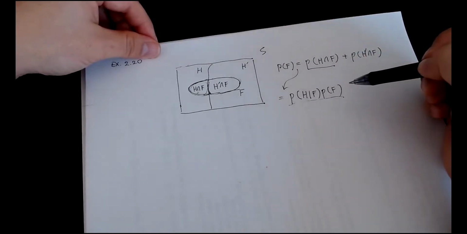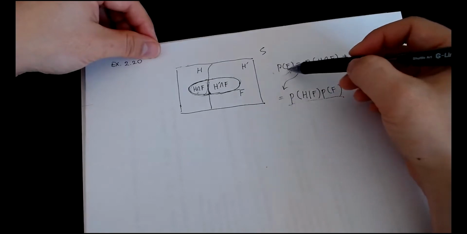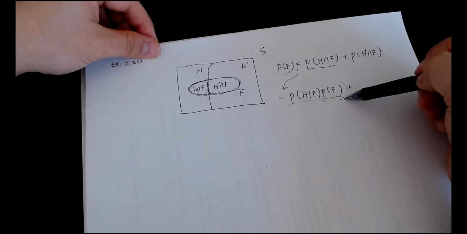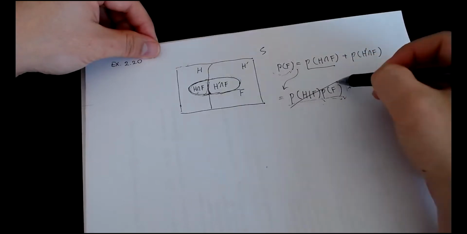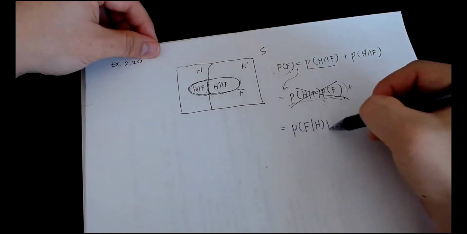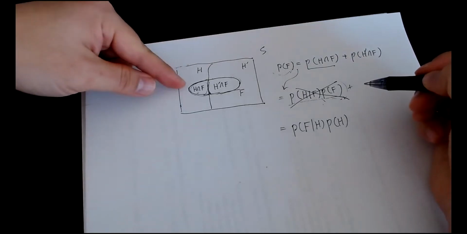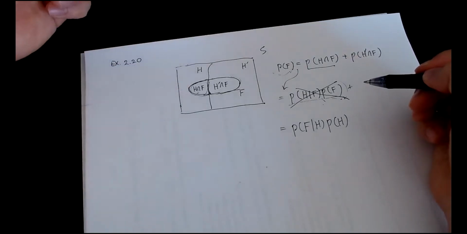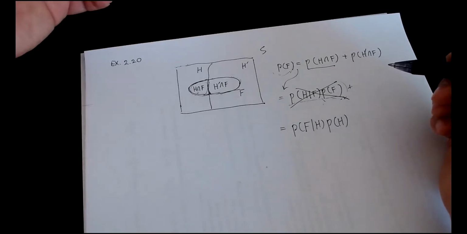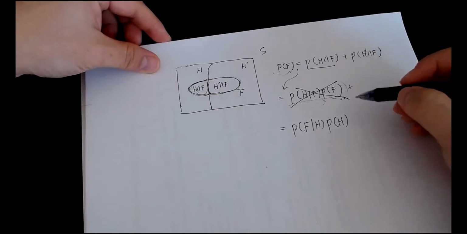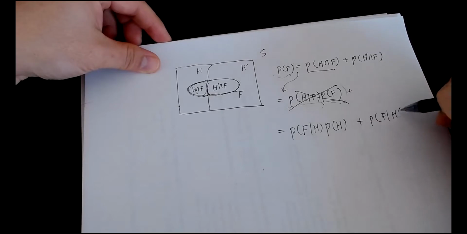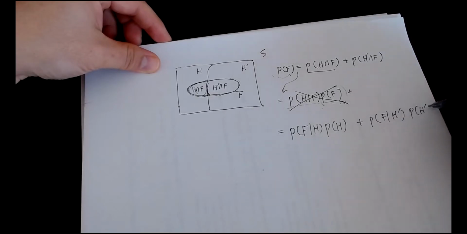But now you see that we don't know P of F, and we expressed it like this, plus something. That doesn't make sense, right? Since we don't know P of F, this is wrong. So now this is equal to P of F given H, and then P of H, because the problem says the probability of high level contamination is 0.2. Look at the table in example 2.20. And then P of F given H prime, and then P of H prime.